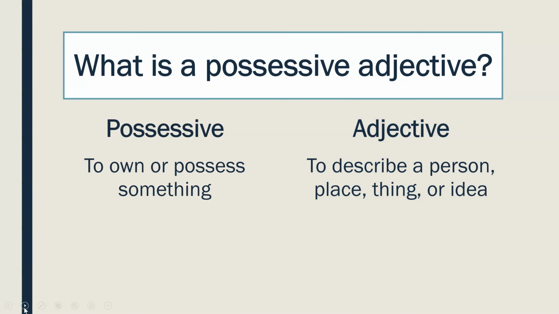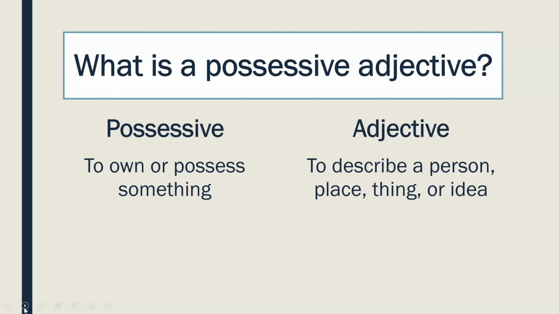Alright, so what is a possessive adjective? Here there are two different words that we have to focus on. The first word is possessive. That word is a good word to translate, especially if you don't understand it. It's a little difficult to understand. So possessive means to own or possess something.